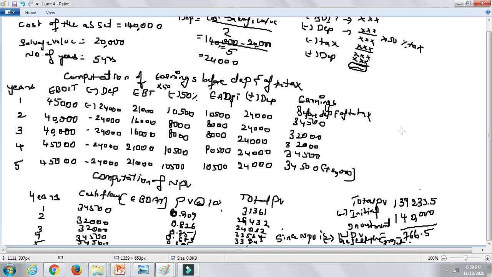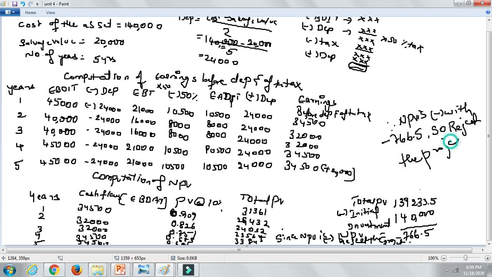Okay. If you don't write there, here you can write down: since NPV is negative, with minus 766.5, reject the project. This type of questions will be asked, guys. Earnings also he may say, or cash flows also he may say, depends. You need to understand the question that has been given and do accordingly. This is very important, so do concentrate.